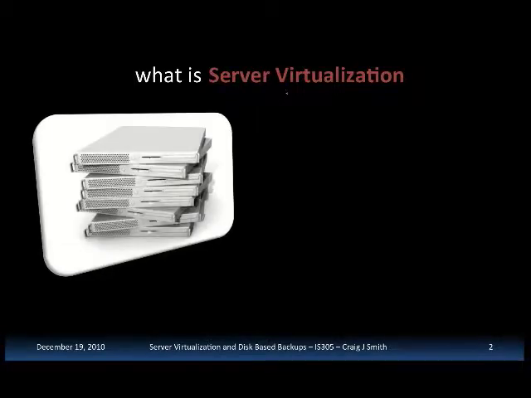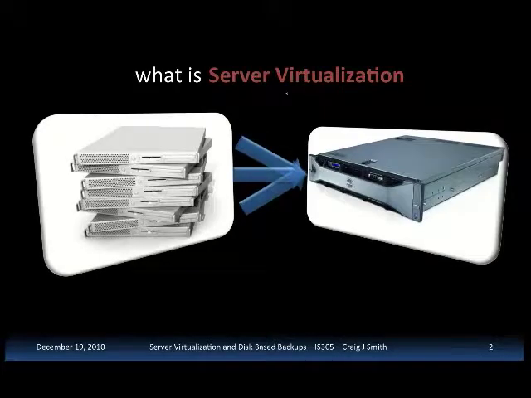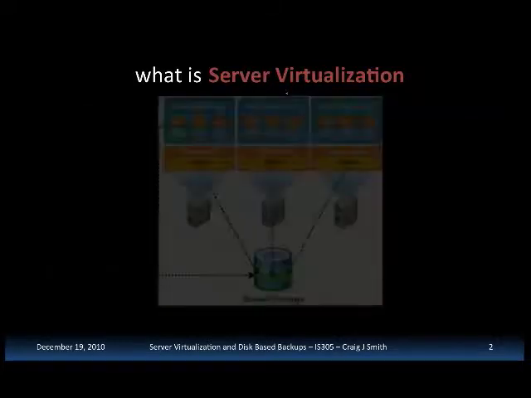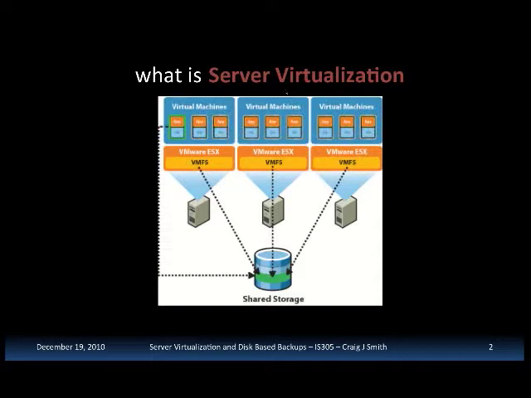Server virtualization, at its simplest, is taking many physical machines and consolidating them down into one physical machine, otherwise known as a physical host. With two or more physical hosts, you can create what's considered a virtual cluster. A virtual cluster uses what's called centralized storage or shared storage. This allows your virtual machines, your old physical systems, to run between any of the two or more physical hosts as seen in the picture here.